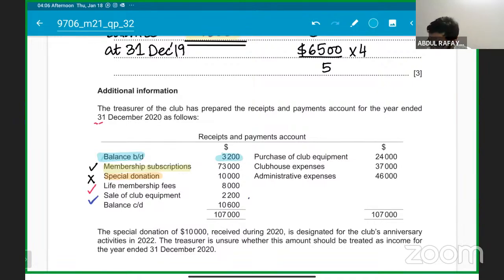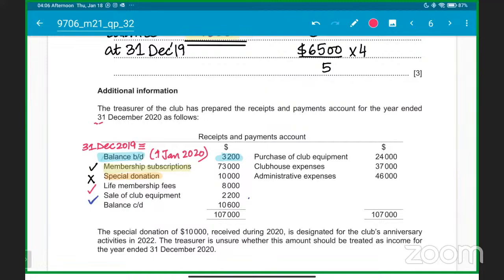Because this balance brought down is for what? This balance brought down is 1st Jan 2020, right everyone? Which is equivalent to 31st December 2019. That is why I remember the dates very importantly, and dates are crystal clear important. Okay, everyone got it? Clear, students? So we will take this as well.